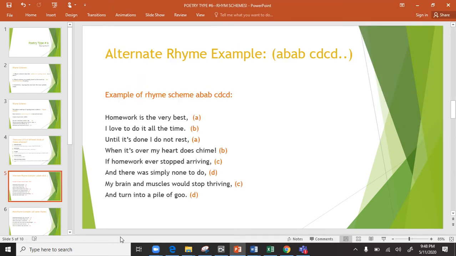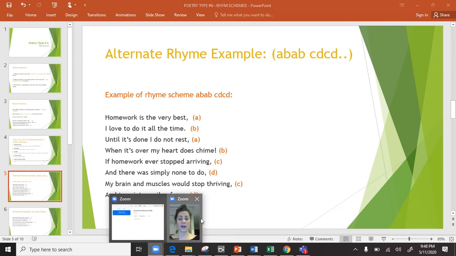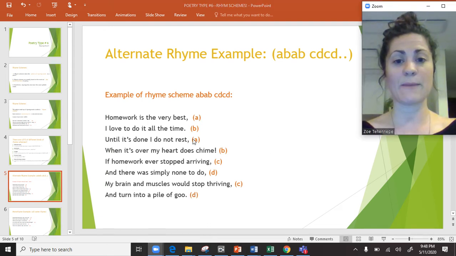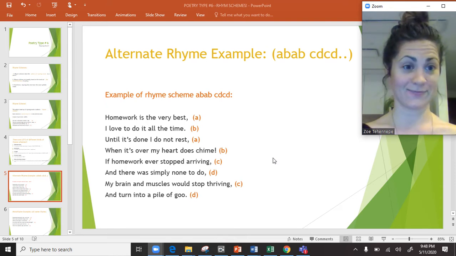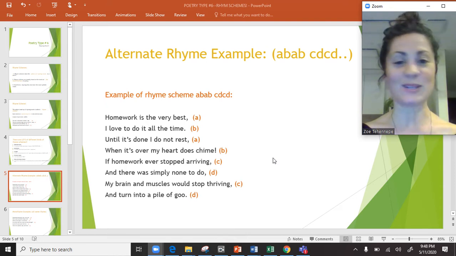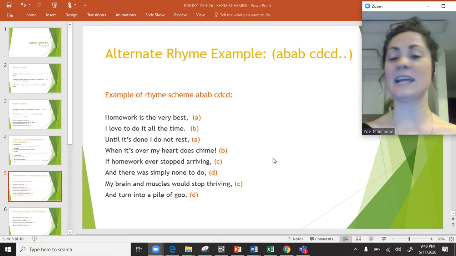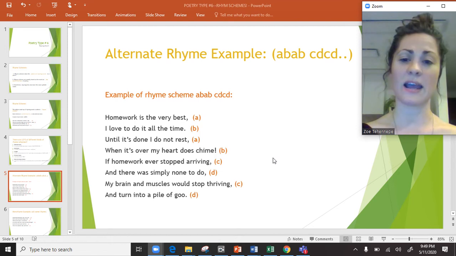So here's an example of an alternate rhyme scheme, okay, which would be A-B-A-B. Homework is the very best. I love to do it all the time. Until it's done, I do not rest. When it's over, my heart does chime.